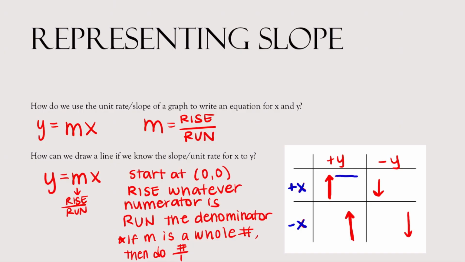Positive x goes to the right in both cases, and then negative x would go to the left. And I do have them in different places just because it'll be easier to see, like, oh, this line goes like this, this line goes like this, because you start here and you go like that. Once you draw those right triangles, it'll just help you know where to go.